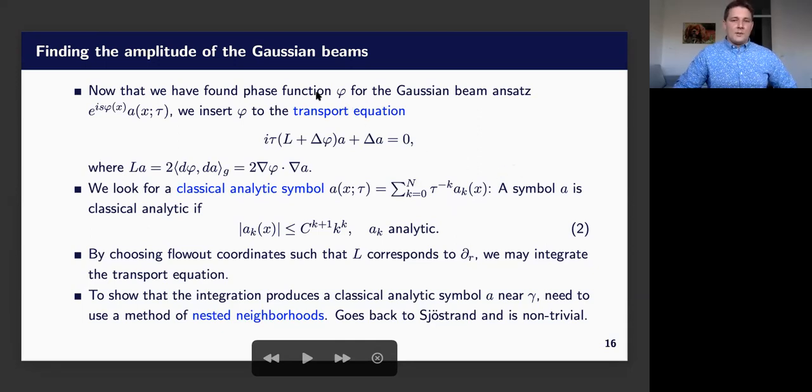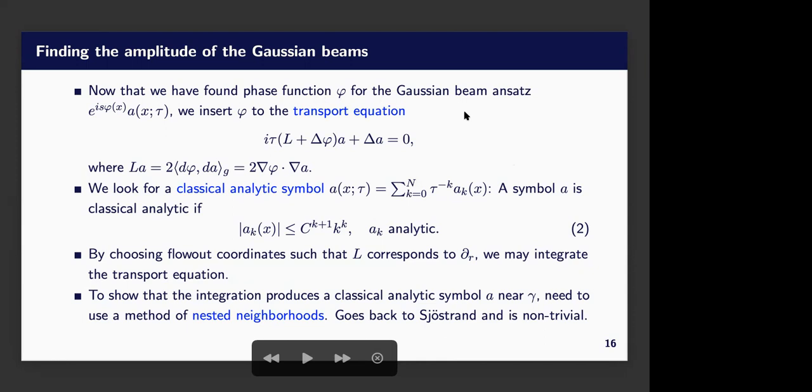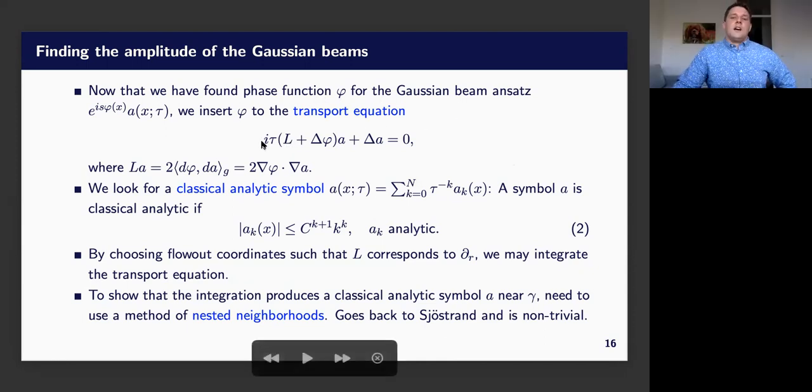Okay, let me continue. So we have found the phase function, and then the second step of the construction of Gaussian beams was to insert the phase function into the so-called transport equation. And the transport equation was this equation here. Again, I remind you that L is a vector field, so it's a differential operator of order 1, and it operates on functions A by this formula.